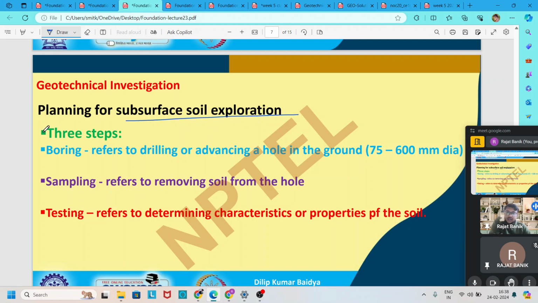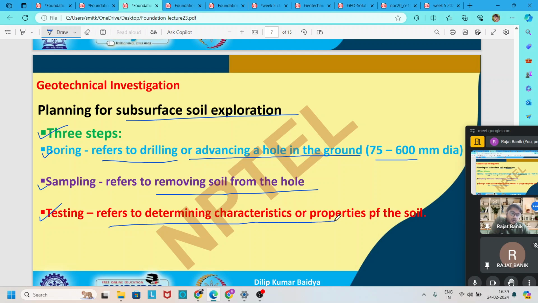This subsurface soil exploration occurs in three steps. First is boring, then sampling, then testing. Boring refers to the drilling or advancing of a hole in the ground of a diameter 75 to 600 mm. Sampling refers to removing the soil from the hole. And testing refers to determining the characteristics or properties of the soil.